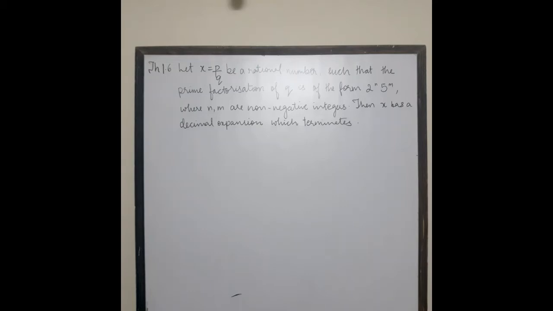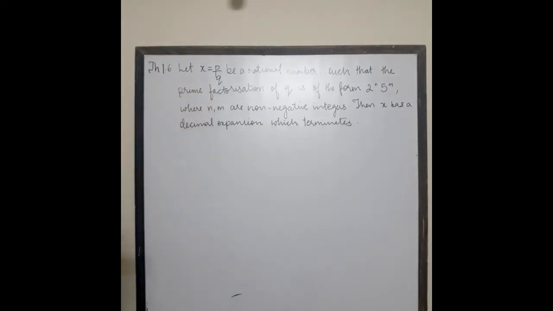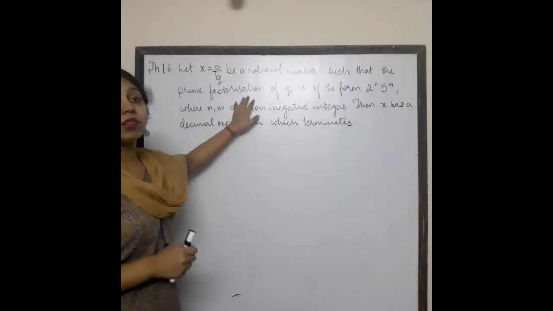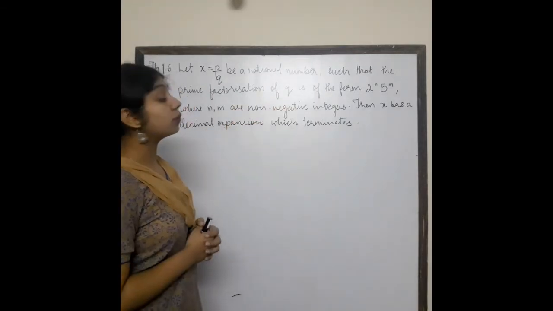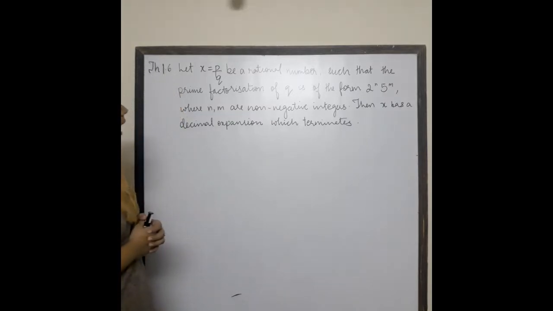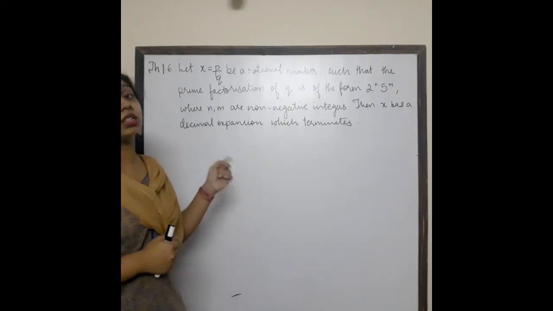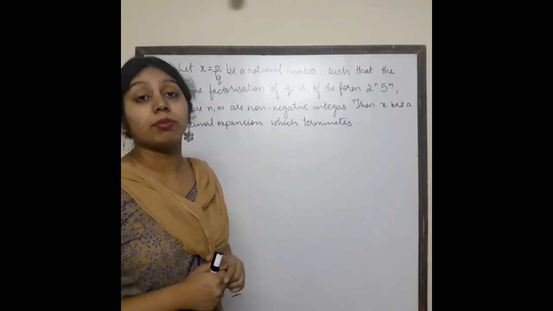Now our next theorem is, let x be equal to p by q be a rational number such that the prime factorization of q is of the form 2 to the power n and 5 to the power m, where n and m are non-negative integers. Then x has a decimal expansion which terminates. This is just the opposite of theorem 1.5.